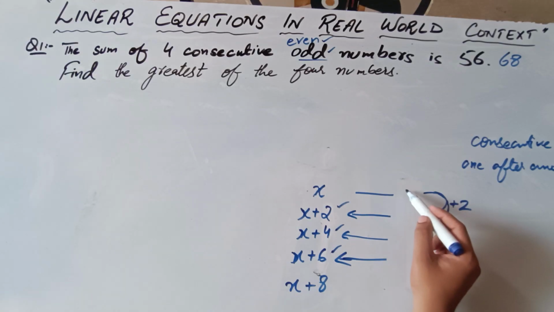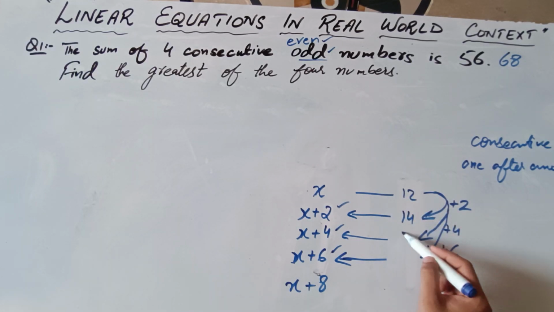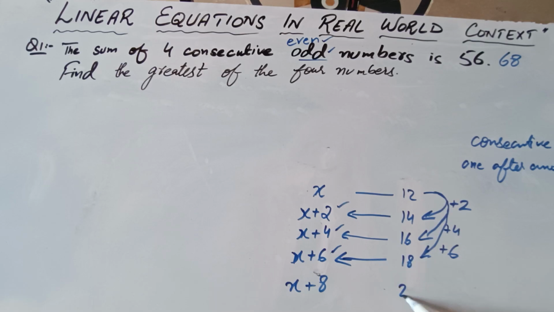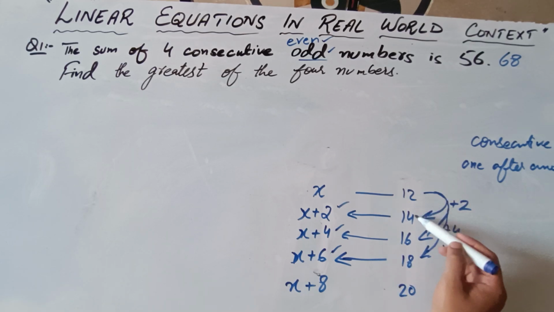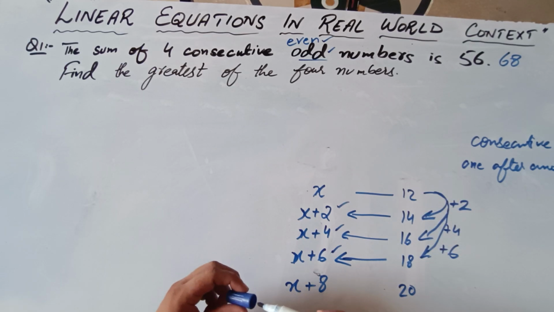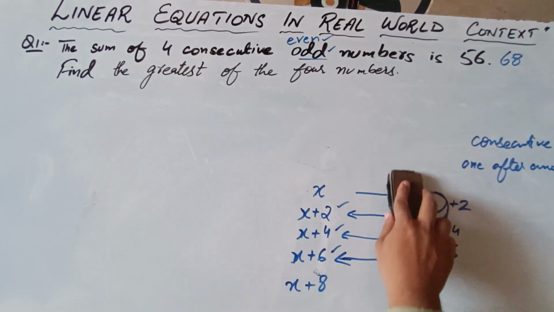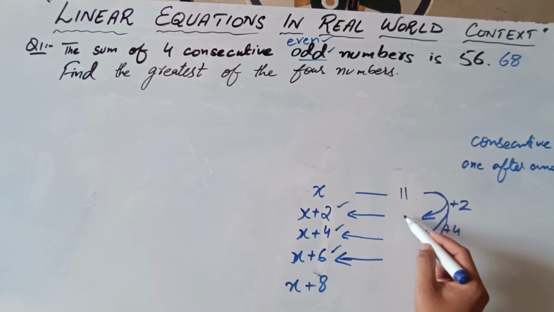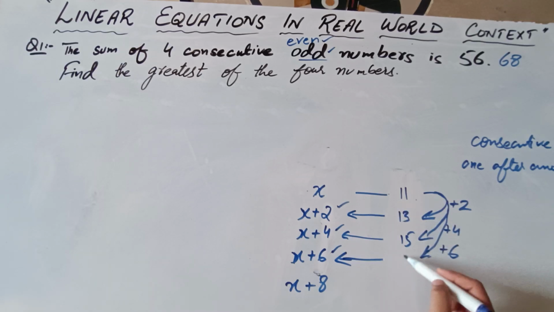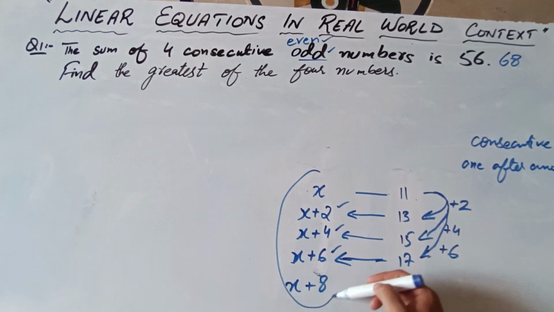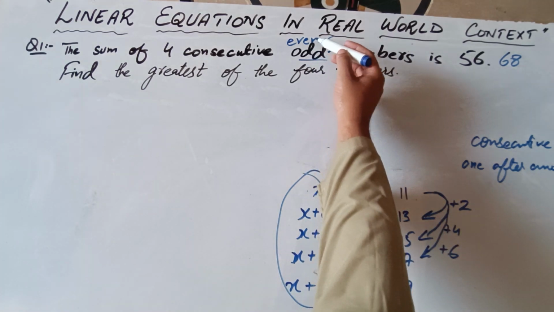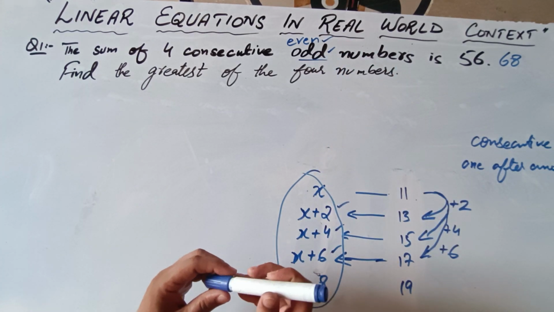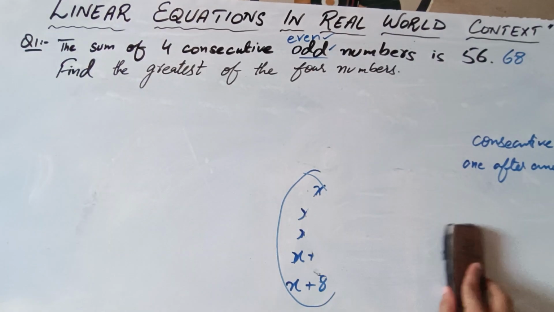Let's suppose you are considering the first even number as 12, then next 14, 16, 18, 20. The gap will remain the same, plus 2, plus 2, plus 2, plus 2. And it would also work for consecutive odd numbers. So for example, if you are considering the first odd as 11, then 13, 15, 17, 19, the gap will remain the same. This consideration will remain the same for even numbers as well as for odd numbers. So now let's start.